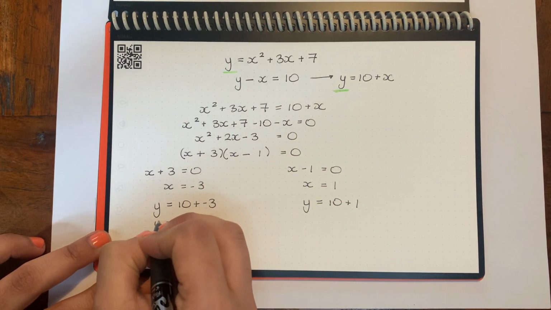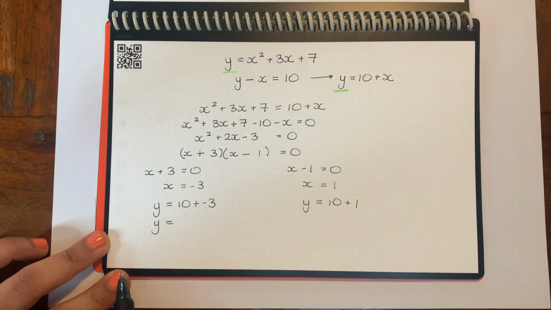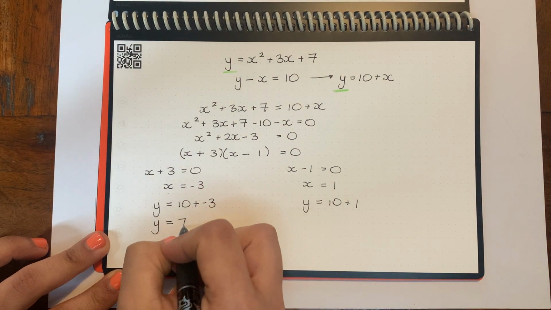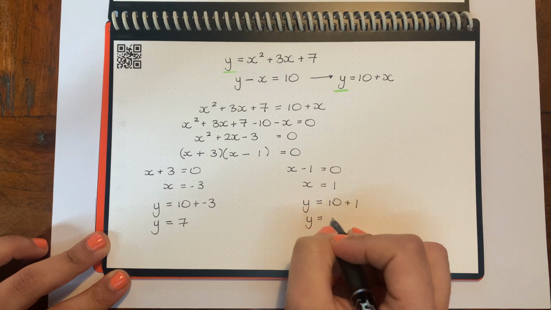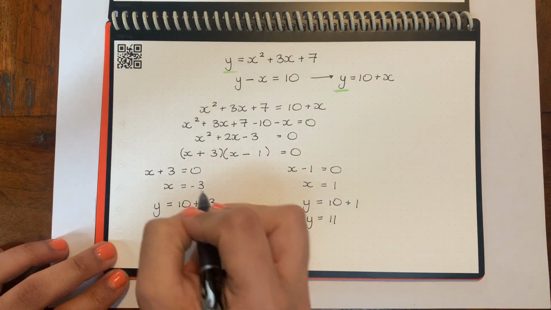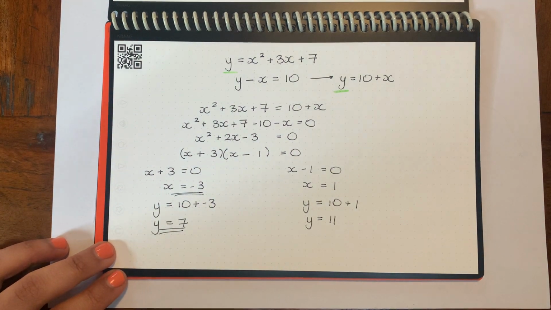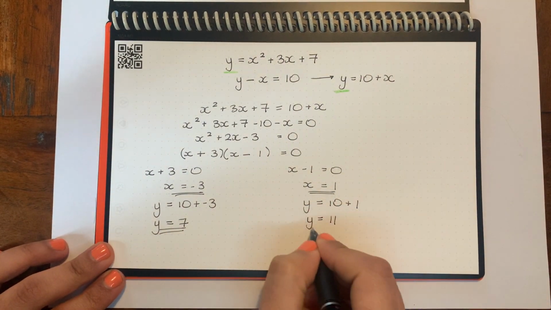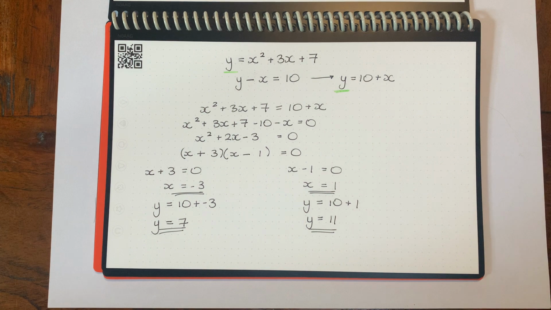So here I've got y equals 10 plus minus 3, which is the same as 10 take away 3, that's 7. And then here 10 plus 1 is equal to 11. So my two sets of solutions here, I've got x equals minus 3 and y equals 7, or x equals 1 and y equals 11. Make sure you give both pairs of solutions.